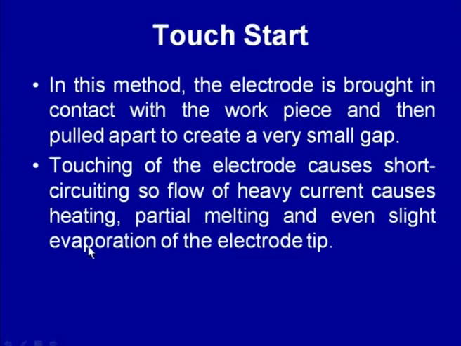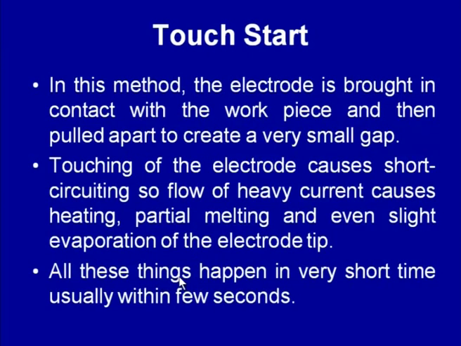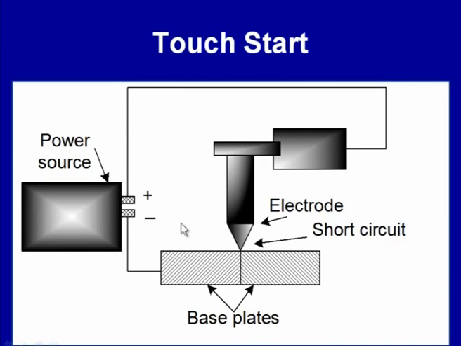So, a very small amount of molten metal and even metal vapors are generated at the electrode tip. All this, the short circuiting followed by partial melting and even evaporation of the electrode tip material, takes place very quickly, within a fraction of a second. Once this happens, the electrode tip is pulled apart, and as soon as the gap is created, the potential difference between the electrode tip and the workpiece is established. Because of thermal ionization, ions are released by the thermal decomposition of the metal vapors and by heating of the electrode tip. These in turn result in the presence of a small amount of charged particles in the gap between the electrode tip and the workpiece.